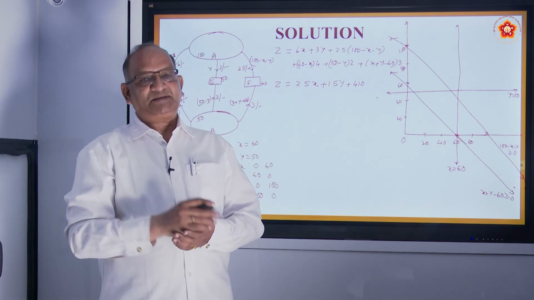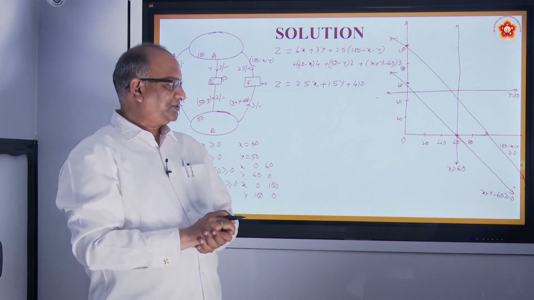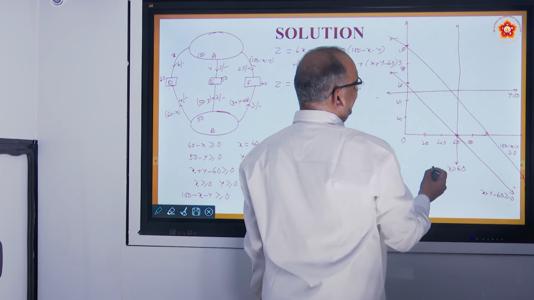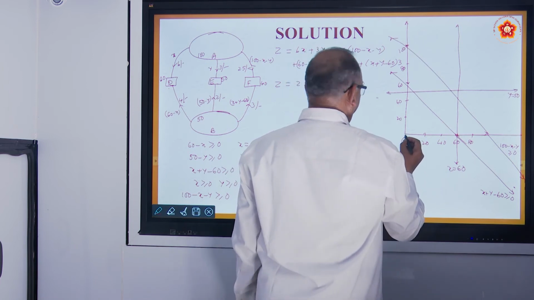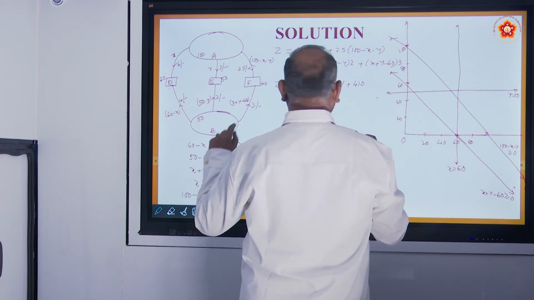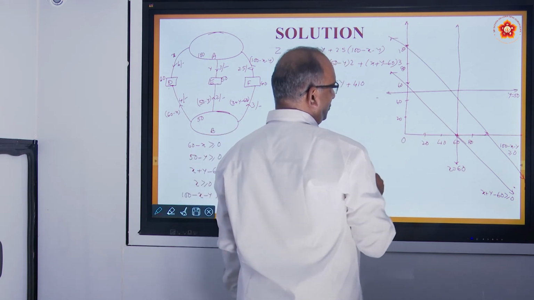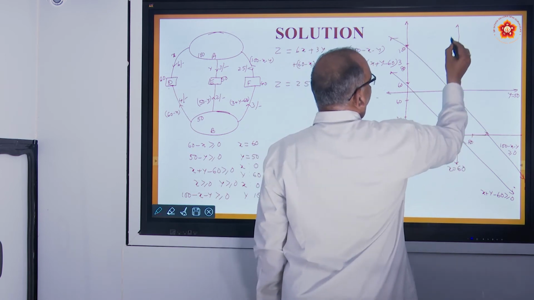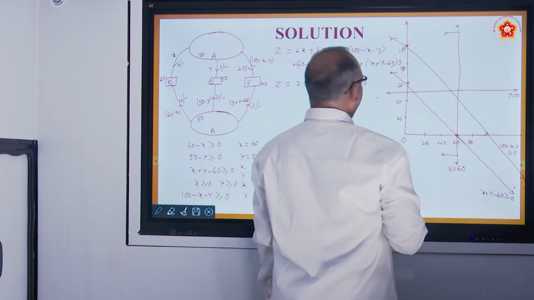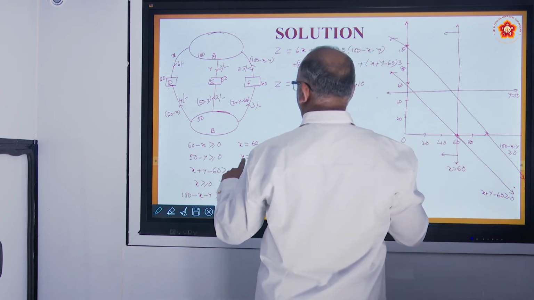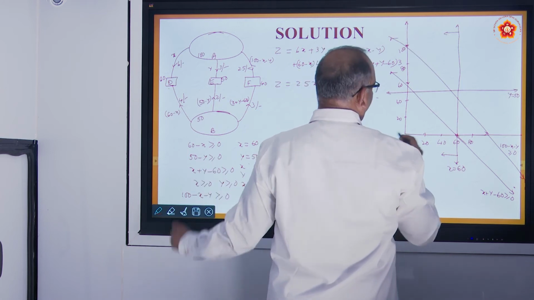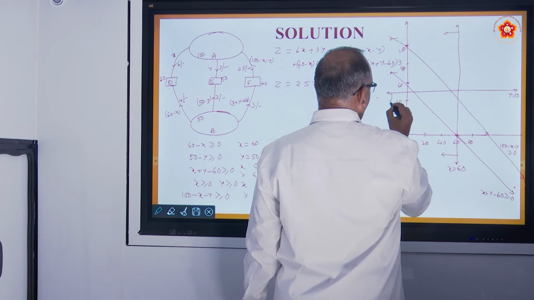Now, the next step is to shade the portions. So, let us begin with the first line, x equal to 60. If you take 0, 0, substitute in this, 60 minus 0 is greater than 0. So, it shows that it is true. So, toward the origin we have to shade. So, this is the shading direction. Come to the second one, y equal to 50, substitute 0, 50 is greater than 0, so this also shows that it is toward the origin.